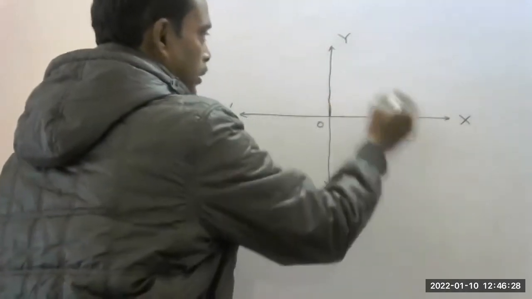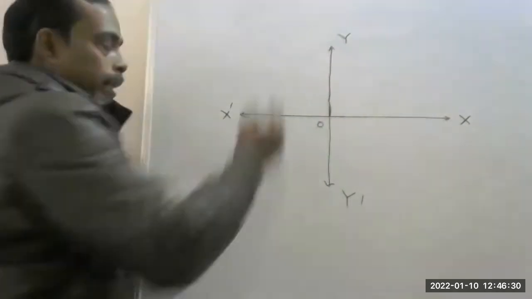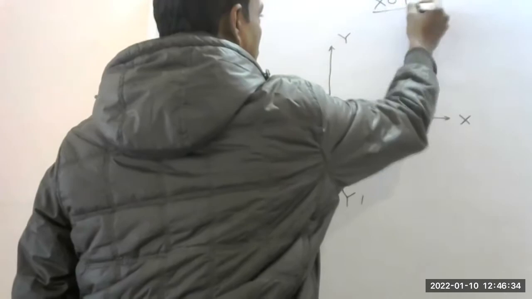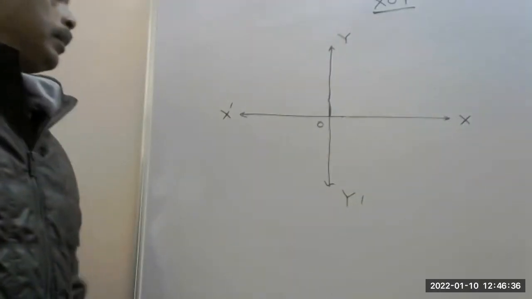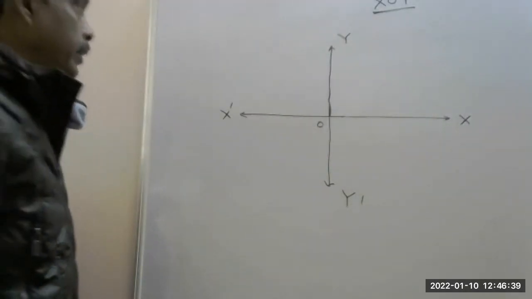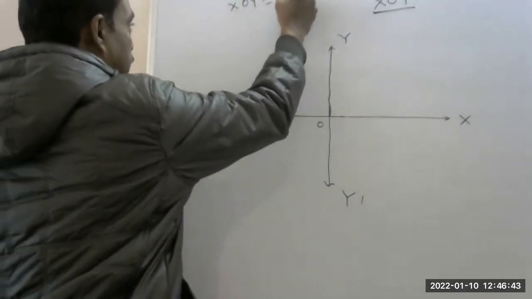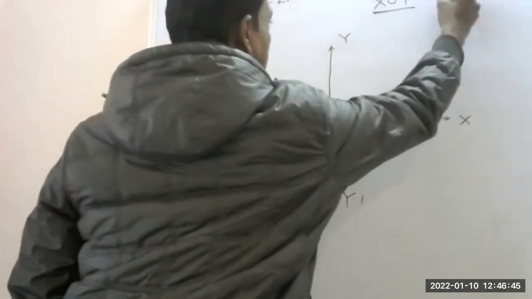Now this part, X O Y. This is called X O Y. This is the first quadrant. X O Y. X dash O Y, that is the second quadrant. That is the first.